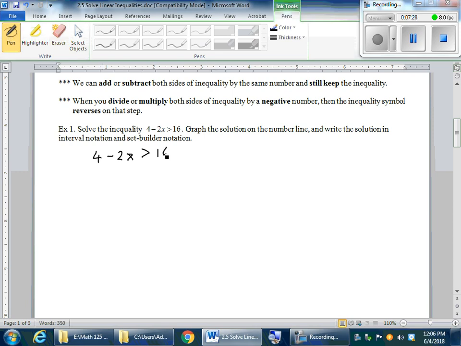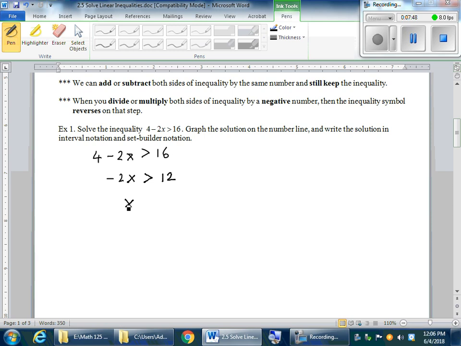So first, subtracting 4 from both sides, that will give me negative 2x is greater than, subtracting 4, so that will become 12. Now, we need to divide both sides by negative 2 to isolate x.